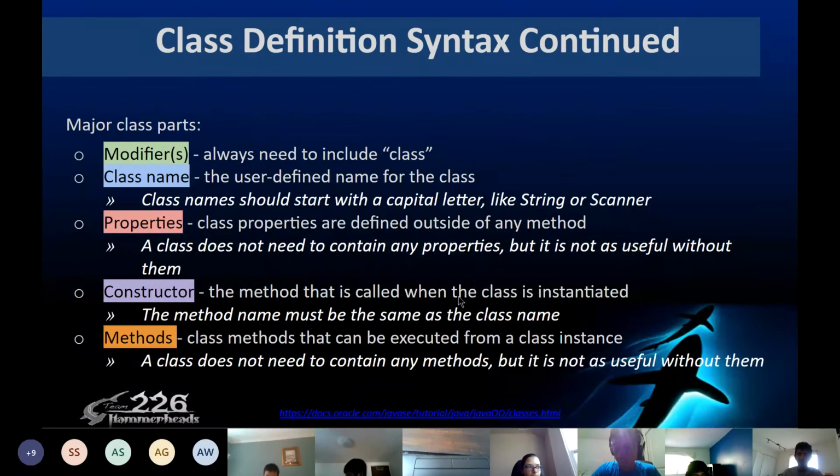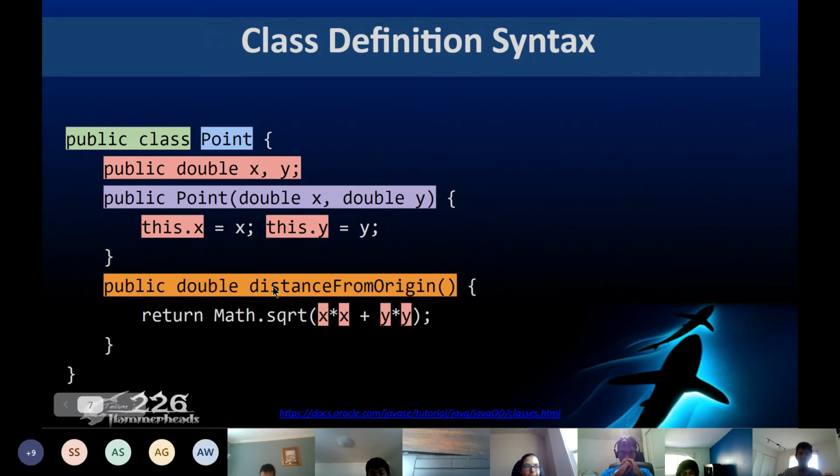Alright, finally, methods. Class methods can be executed from a class instance. Again, classes don't need to have methods, but without methods, they're not as useful. You can have as many methods as you want in the class, but in our case, we only have one, which is distanceFromOrigin. This method returns a double, and basically it does the square root of x squared plus y squared. It takes the properties of the class, x and y, does some calculation, and then returns the result.